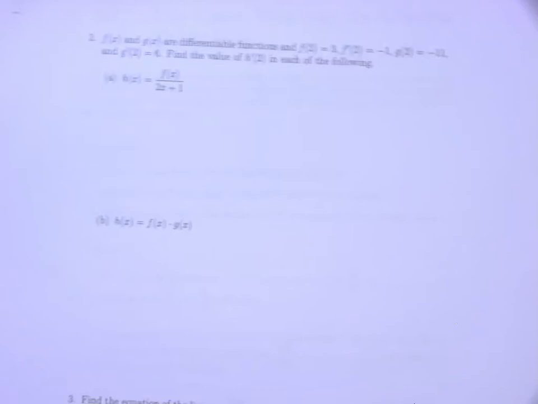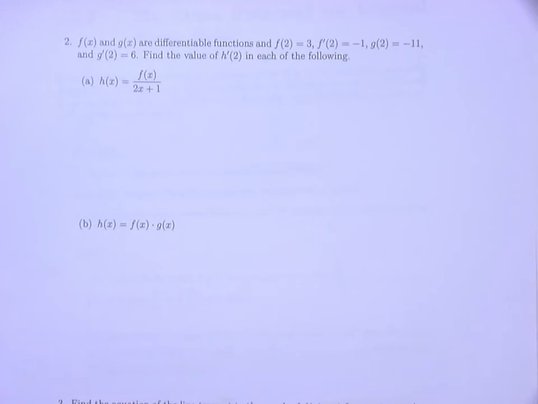f of x and g of x are differentiable functions, and they're trying to throw, this is how they like to give this game. So this is a game now. f of 2 equals 3, f prime of 2 equals negative 1, g of 2 equals negative 11, and g prime of 2 equals 6. Find the value of h prime of 2 in each of the following.